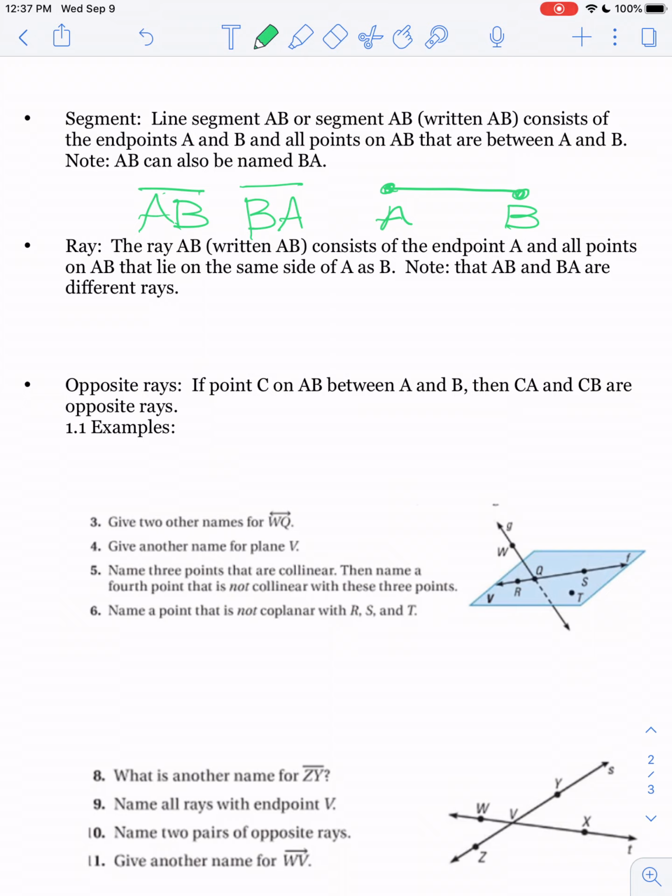Next one we want to talk about is a ray. A ray, again, is a piece of a line, but this time it extends without end. It's going to start at point A, and it's going to go forever and ever towards point B. This time order does matter. We're going to call this ray AB. You put a bar above it with 1 arrow, and that says it starts at A and goes forever and ever towards B. Ray BA would be a completely different thing. It would say it starts at B and goes towards A.